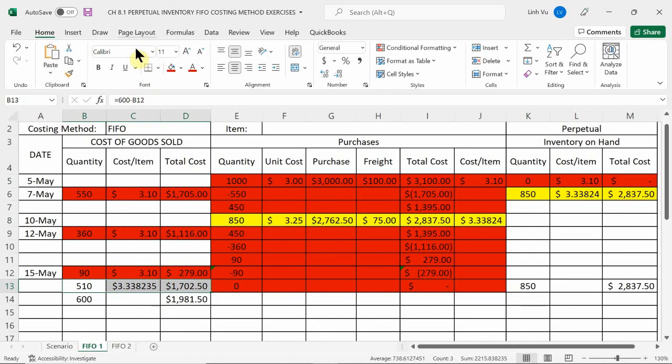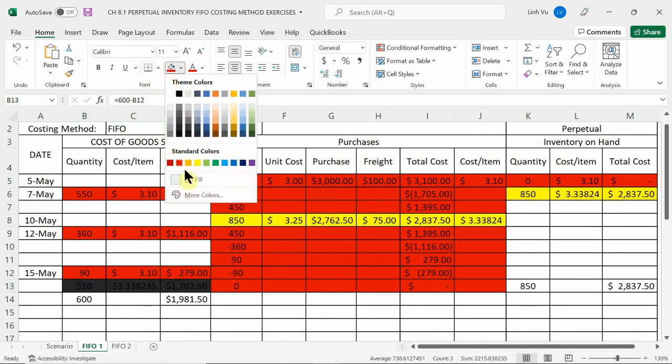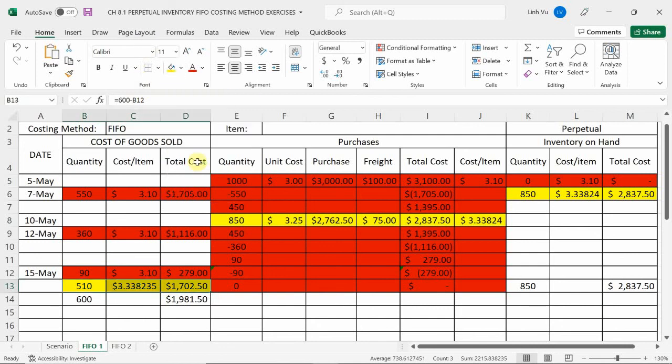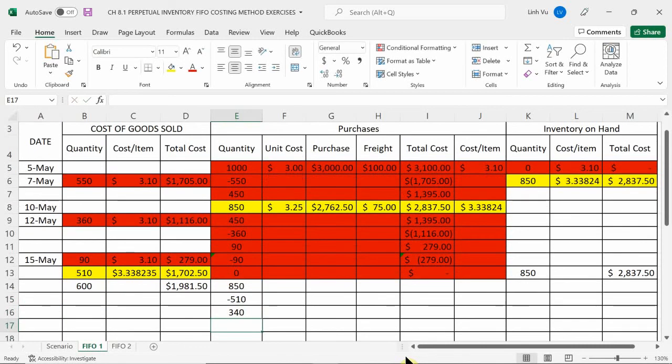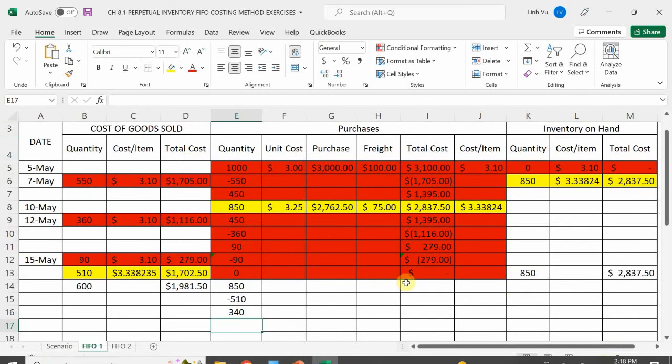And this is your yellow batch of inventory. Okay. So that gives you a grand total of $1,981.50, right? This is for your journal. Okay. So again, I'm going to copy down the yellow so I can subtract this out. So 850 minus 510, I should have 340 left.